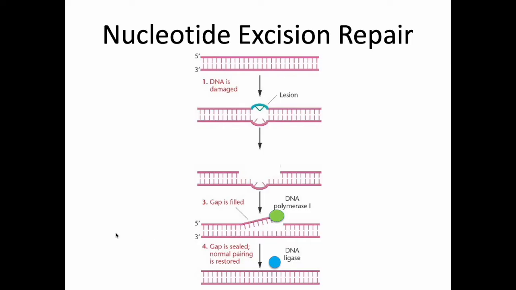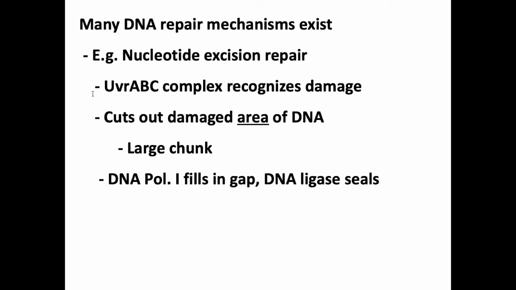So again, I like this figure, but let me summarize this. This is called nucleotide excision repair. The UVRABC complex recognizes the damage, cuts out a damaged area, again, underlining area and pointing out large chunk. It's not just removing one nucleotide, cutting out a large area of DNA, and then DNA polymerase 1 fills in the gap, DNA ligase seals it all back together. So again, there are lots of different repair mechanisms to deal with lots of different types of damage. This is just the only one that I wanted to walk through and talk about.